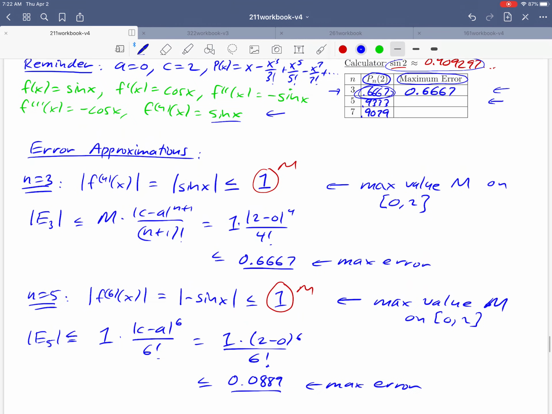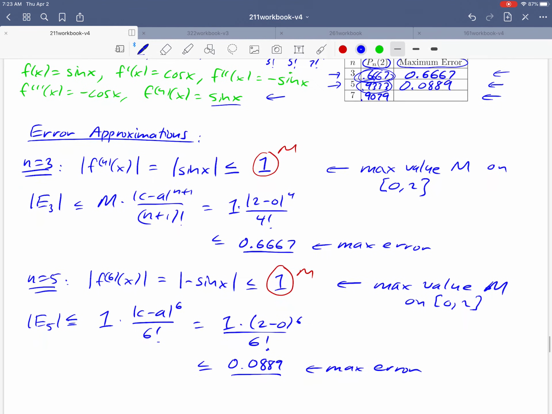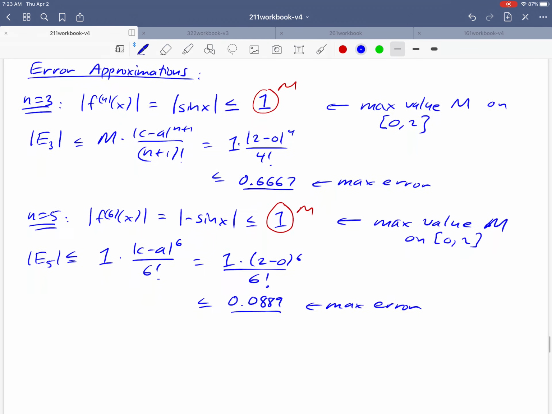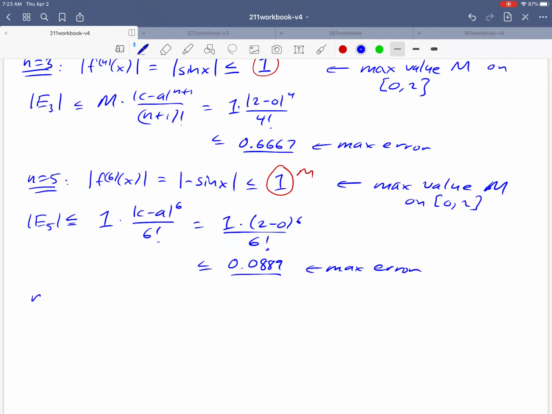So let's scroll up to our table and fill that number in. Notice that that number is smaller, and it should be, because if we use n equals 5, this approximation of 0.9333 should be closer to the exact value, and the error indicates that it is. Now the maximum error is 0.0889, smaller than what we had at the first step. And finally, we just need to do that one more time for n equals 7. We're hoping we'll get an even smaller error this time.